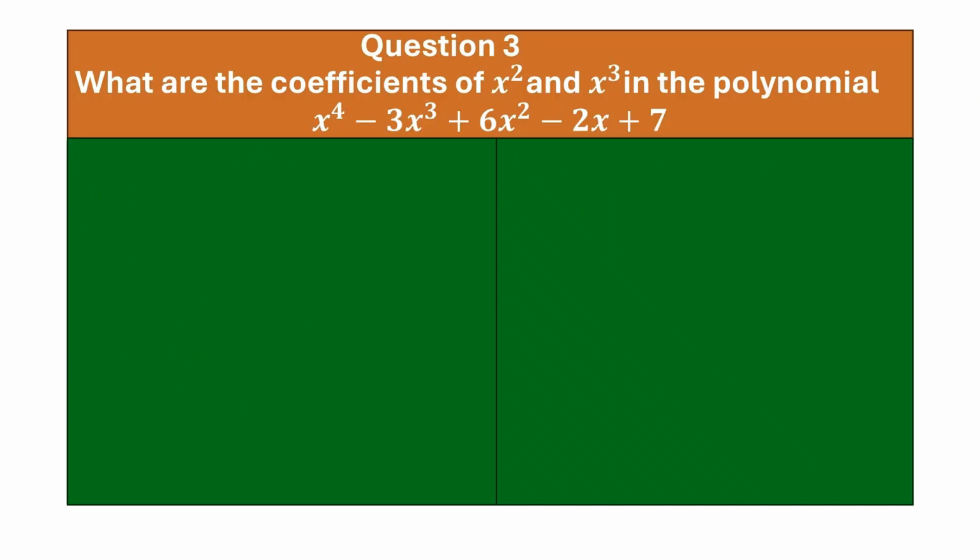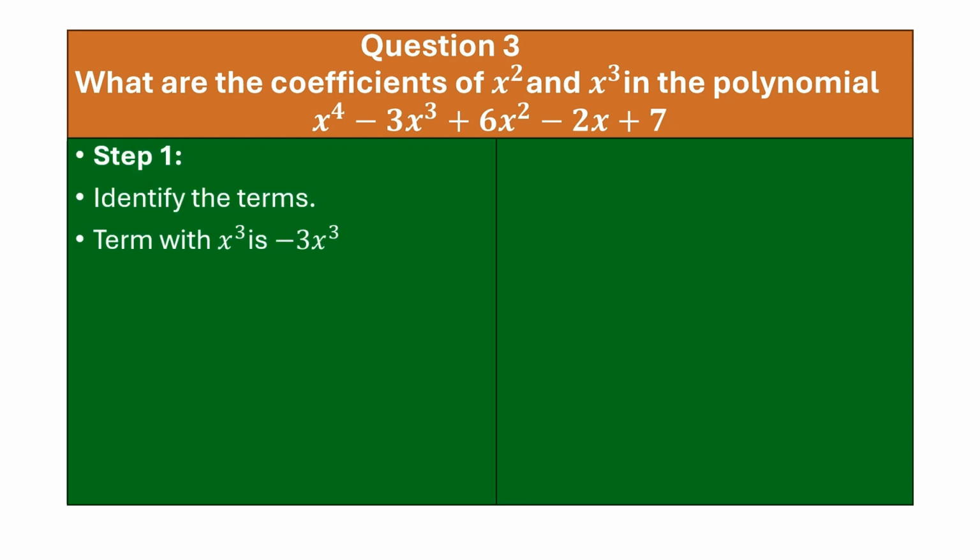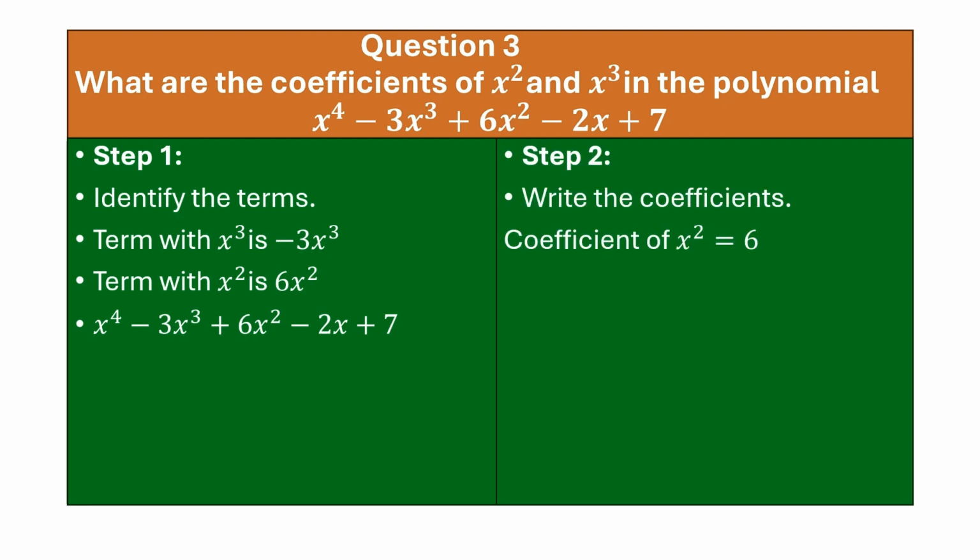What are the coefficients of x squared and x cubed in the polynomial? When we talk about coefficient, first you need to identify the terms. The term with x cubed is minus 3x cubed. The term with x squared is 6x squared, because that has been asked. So in this equation, you need to write the coefficients. The coefficient of x squared is 6. And likewise, the coefficient of x cubed is minus 3.